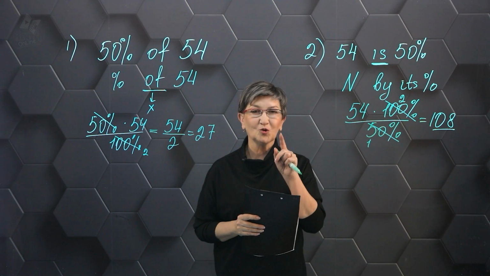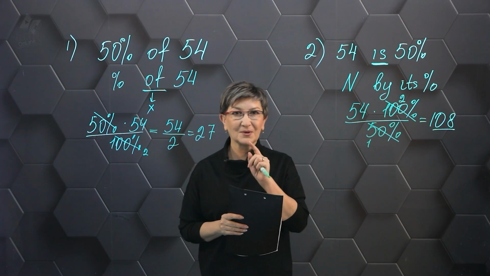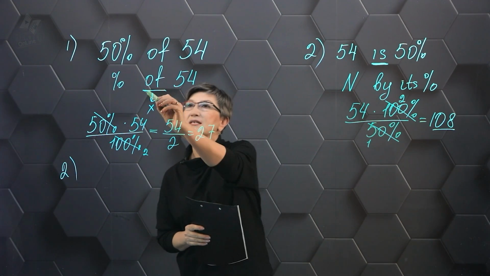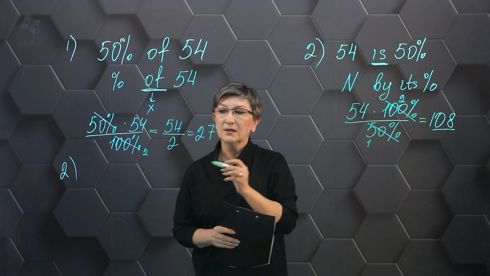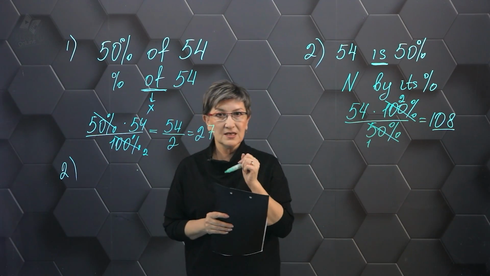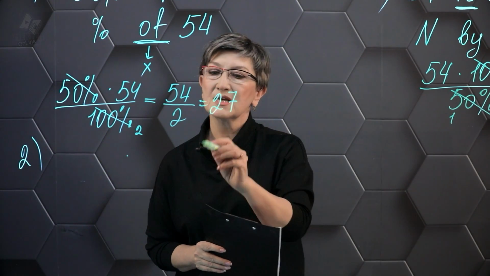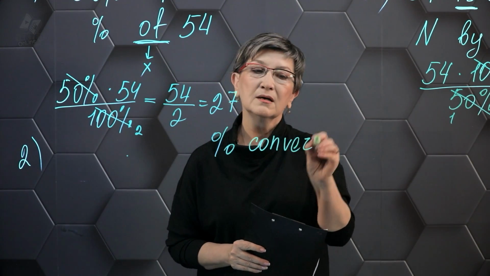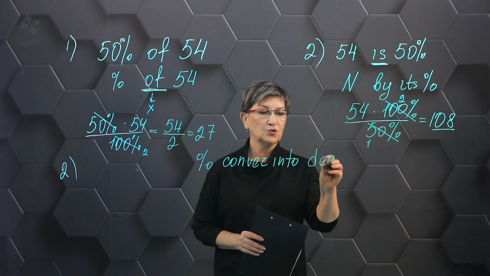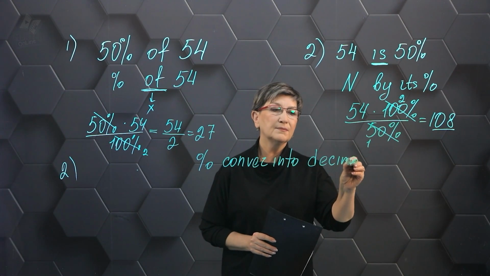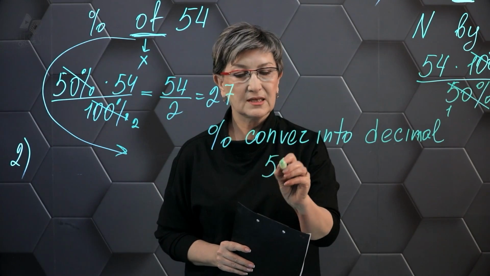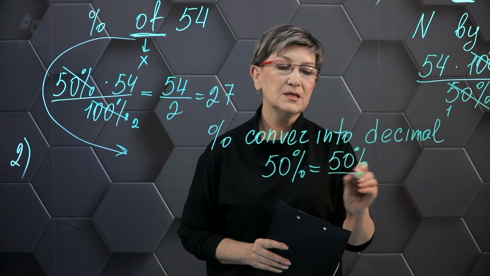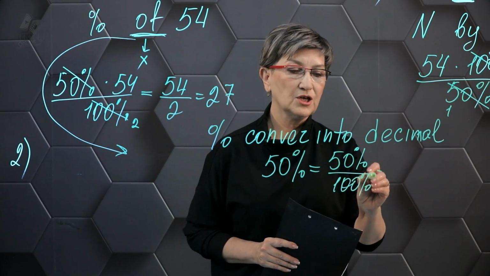I told you that there are many ways to solve this problem. I will show you one more way and we have talked about it. So if you see the percentage, naturally, the first thing we have to do is convert the percentages into a decimal. And then what do we do? 50% we convert to a decimal fraction. To do that, we divide 50% by 100%, and we get 0.5.